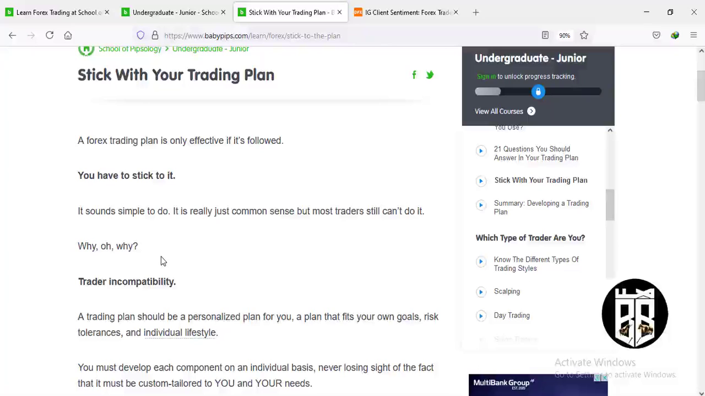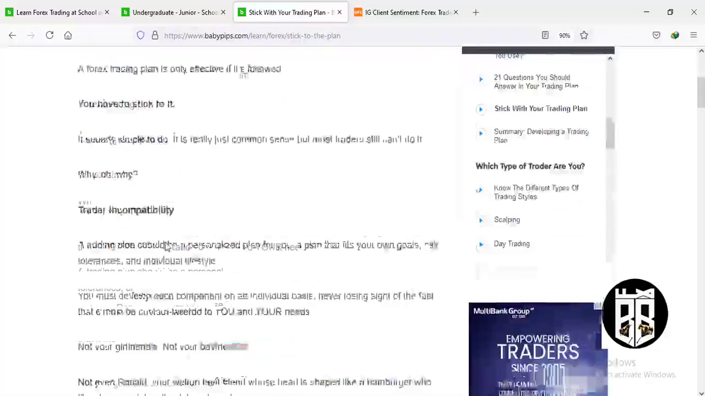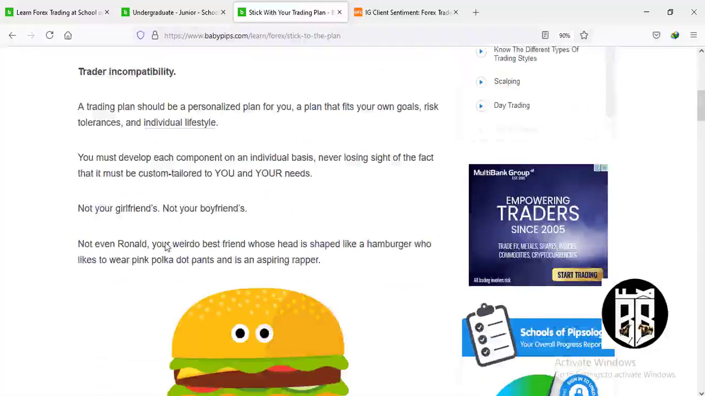So trader incompatibility, what is here? A trading plan should be personalized for you. A plan that fits your own goals, risk tolerance, and individual lifestyle. Now that's what you should do. You must develop each component on an individual basis, never losing sight of the fact that it must be custom tailored to you and your needs.